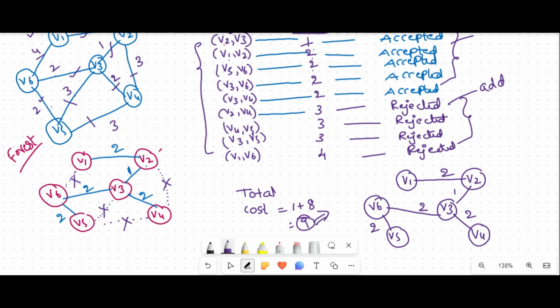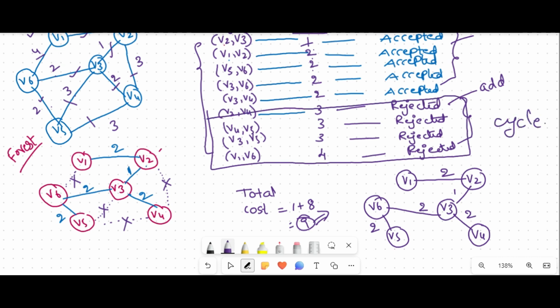If you observe, whatever edges we have not added, if you add them, definitely they form a cycle. So this is your minimum cost spanning tree for the given graph G, with a total cost of 9 units. So this is your Kruskal's algorithm.